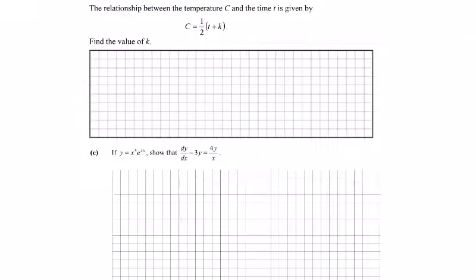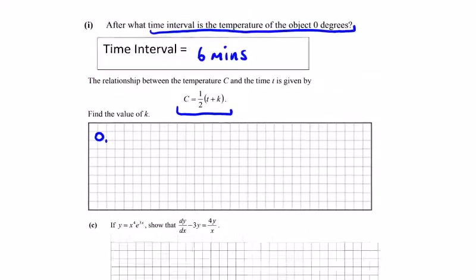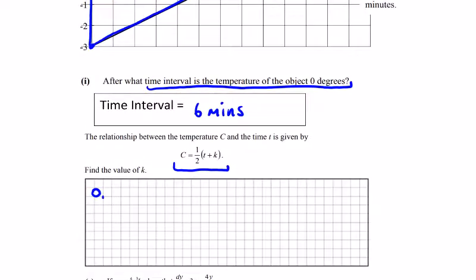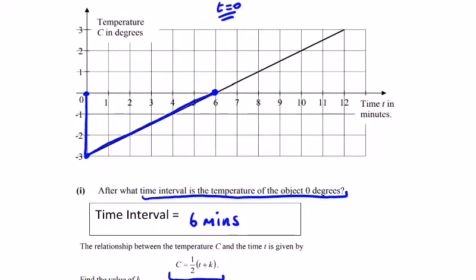The relationship between temperature C and time is given by this formula. Temperature in centigrade is half T plus K. Find the value of K. So we have 2 points from the original graph. We have the point 0. Actually, we just go back up and look at it. We can see the slope here. We can see the slope is positive in this direction. The rise 3 over the run 6.